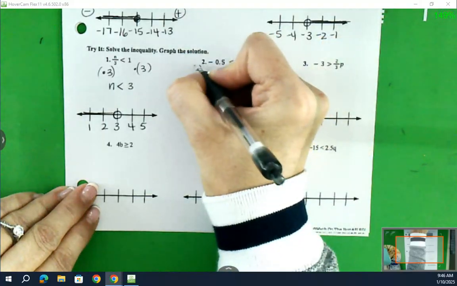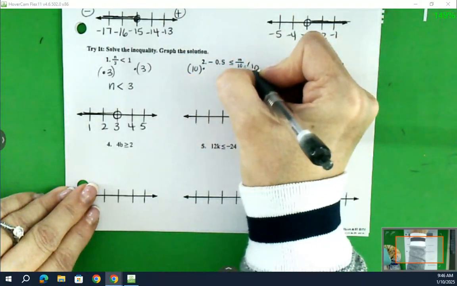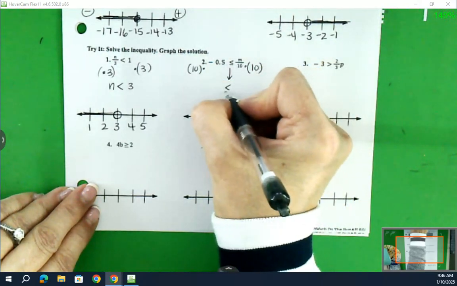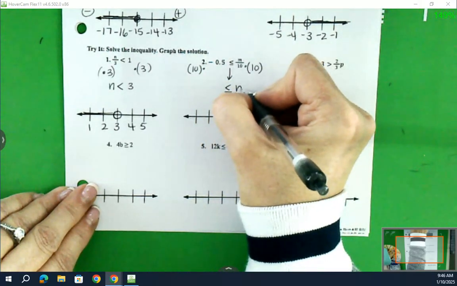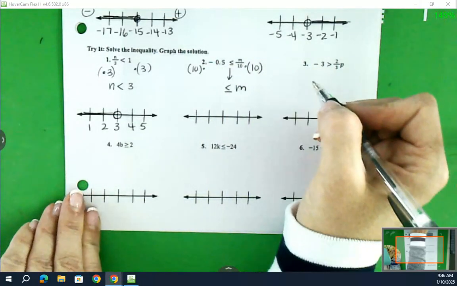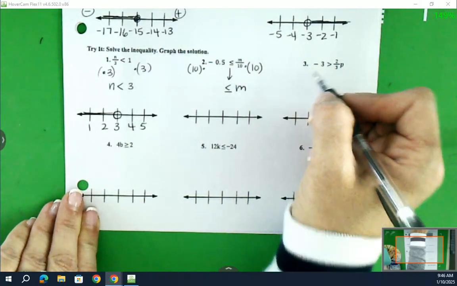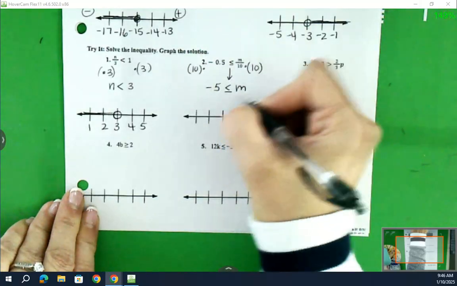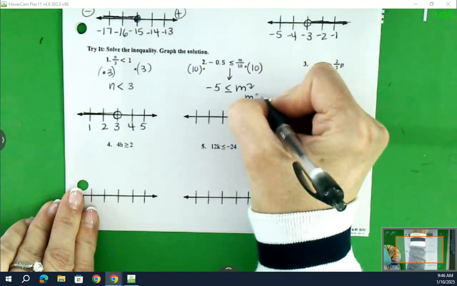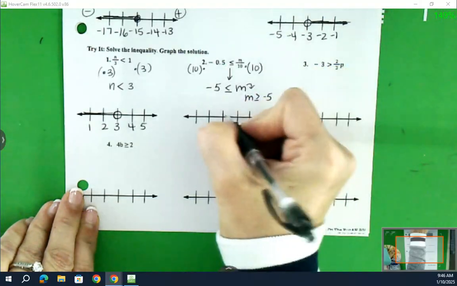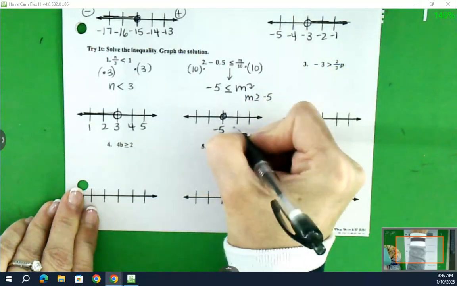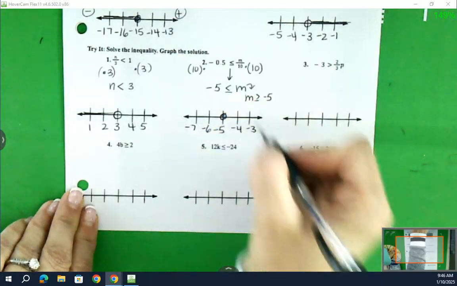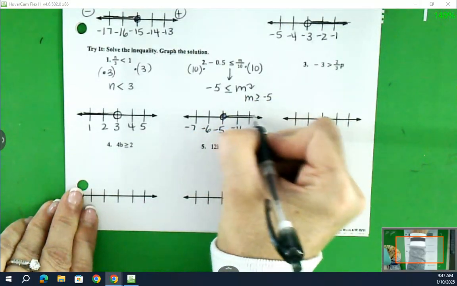Number 2, we have m divided by 10 on this side of the equation, so we're going to multiply by 10, both sides. Since that was positive, our inequality does not switch direction. And we have 10 times negative 0.5, which is negative 5. M is on this side of the equation, so if we go to rewrite that, it's m is greater than or equal to negative 5. Negative 5 in the center. And ordering our number line, m is greater. Greater means shading to the right.